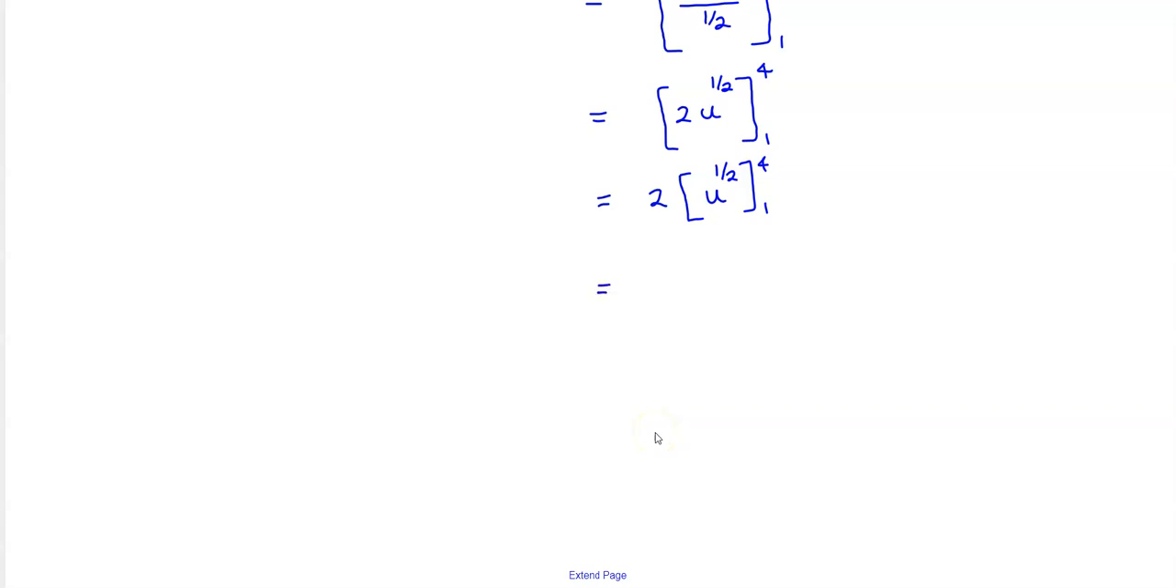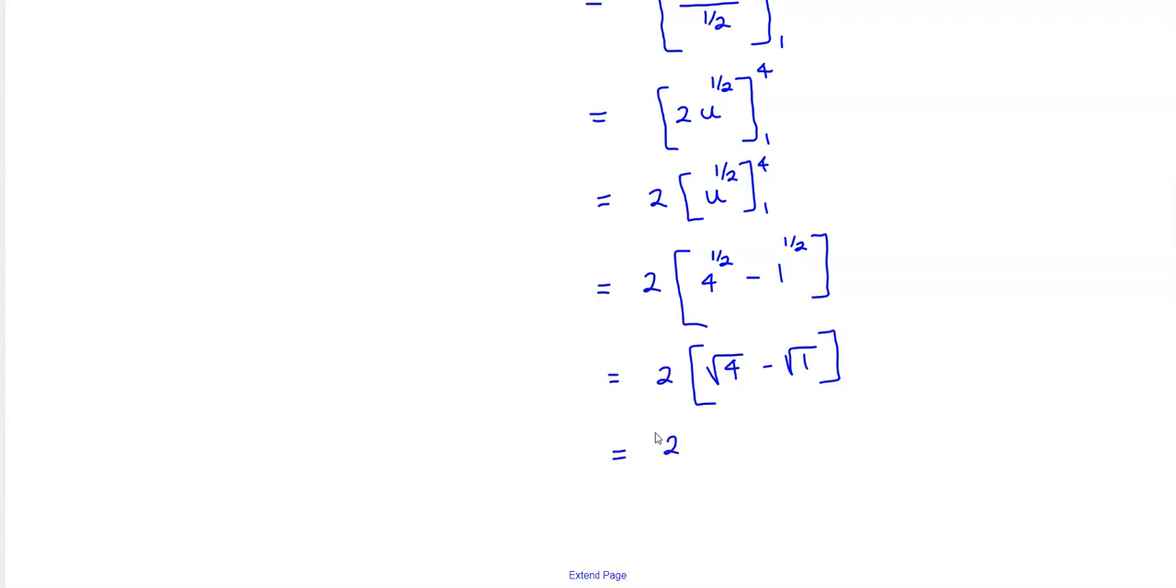So let's go ahead and do that. So we have 2 times 4 to the 1/2 minus 1 to the 1/2. That is the same thing as saying the square root of 4 minus the square root of 1. The square root of 4 is 2, minus the square root of 1 is 1. So 2 times 1 is going to equal 2, and therefore our answer is 2.